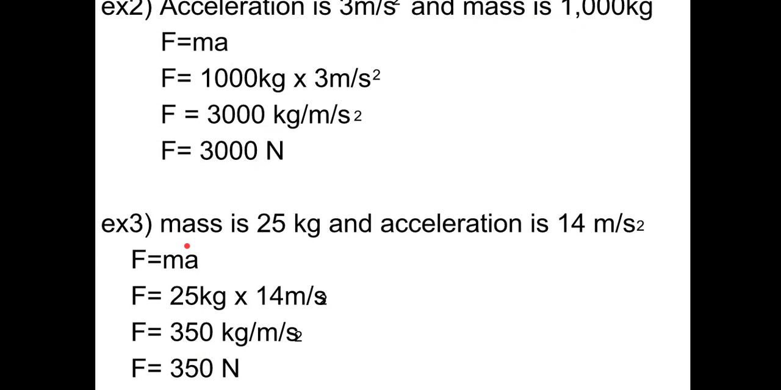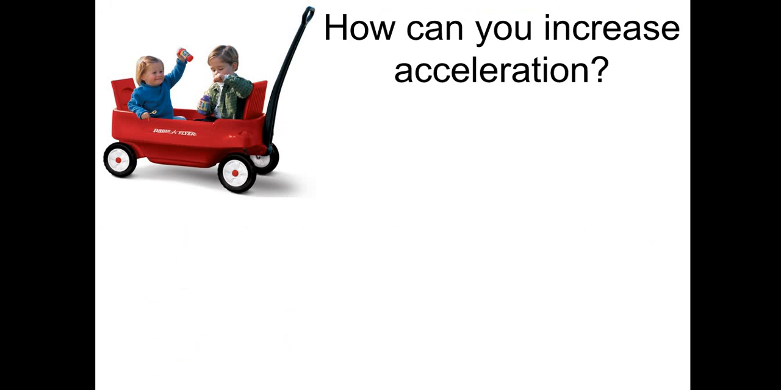Third example, the mass is 25 kilograms and its acceleration is 14 meters per second squared. So again, force is equal to mass times acceleration. So force is equal to 25 kilograms times 14 meters per second squared. So that is going to end up being force is equal to 350 kilograms meters per second squared, or 350 newtons. So there's two things that you can do to increase the acceleration of an object, and let's think about this relationship. If I was pulling this wagon or pushing this wagon of kids, there's two things I can do to make them go faster.